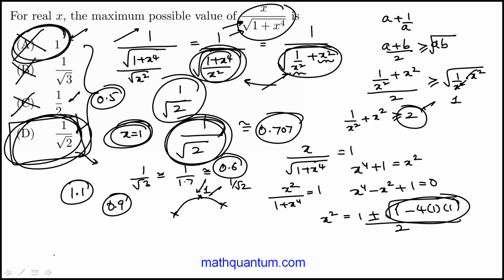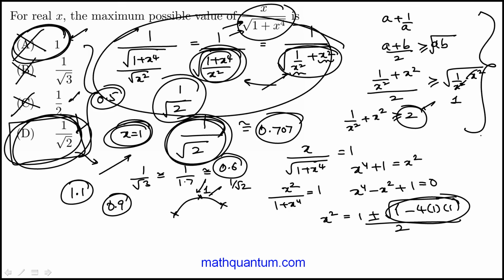Not ideal, and it's not what the CAT is designed for. They're not expecting you to use derivatives, but that's an option. Or you can do this hack, but of course the most efficient is using the AM-GM inequality. So make sure you can recognize this, because this does show up in different forms. So to summarize, the answer is D.